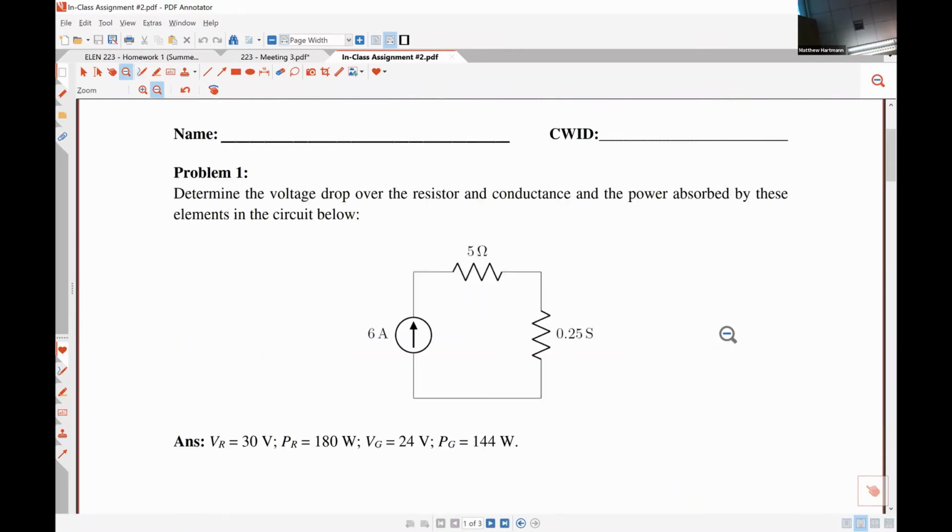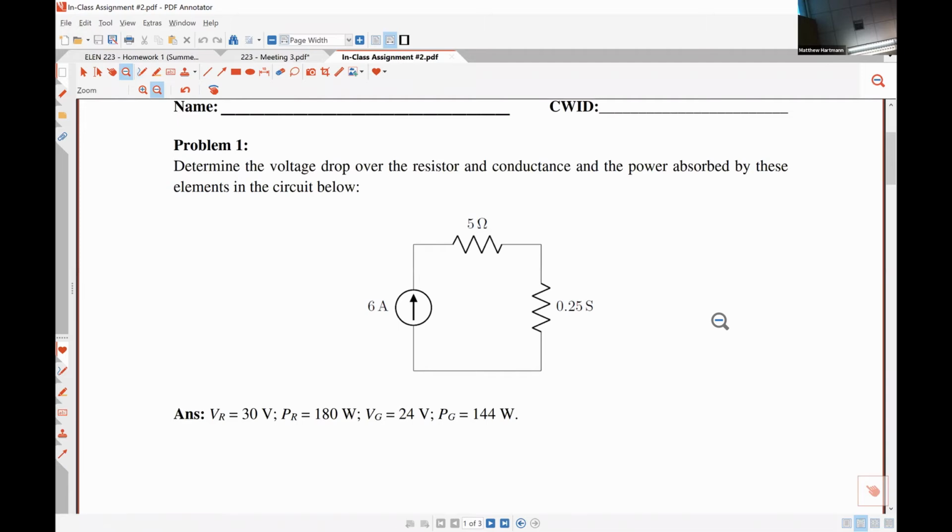All right, so number one is just fairly straightforward Ohm's law. We're asked to find the voltage drop over the resistor and the conductance and the power absorbed by these elements. One thing that I should have specified here, but I didn't, so that's my mistake, would have been a polarity for the voltages. So I'm going to go ahead and tell you the polarities that I'm assuming now.